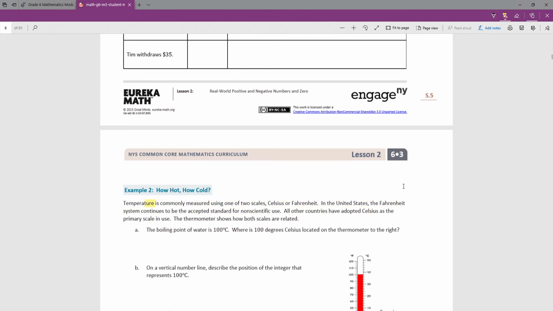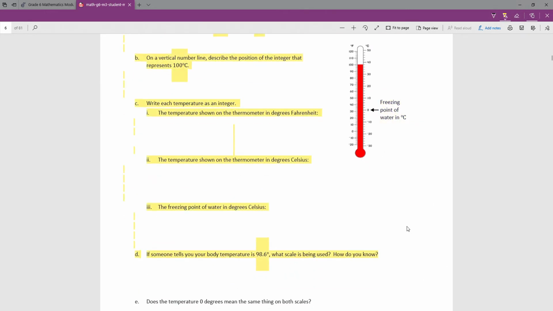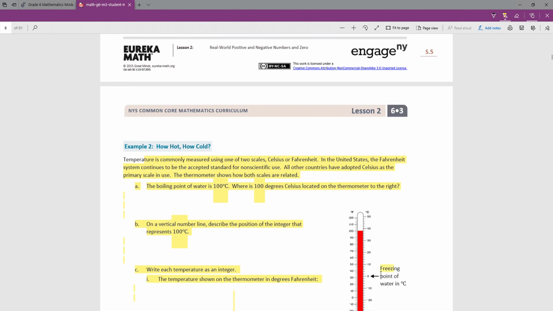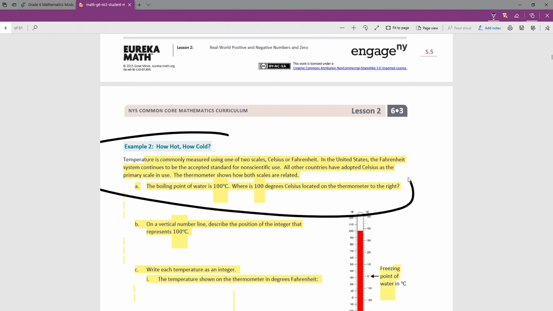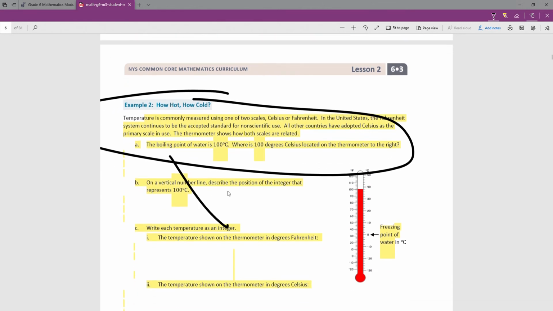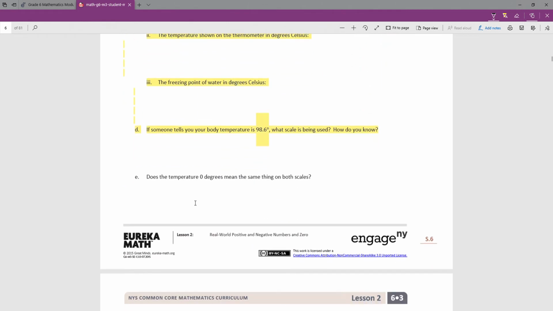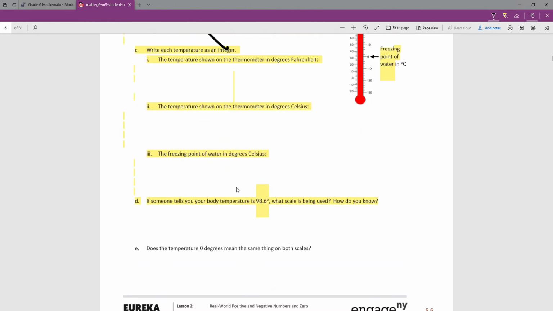So you highlight this. Yeah. And then you highlight that one too. Then you circle it. You have to circle this one too. Then you X out that. This is into obscurity, as you can see. Nothing there makes sense. Does the temperature 0 degrees mean the same thing on both scales?